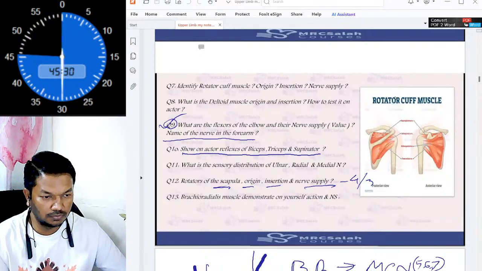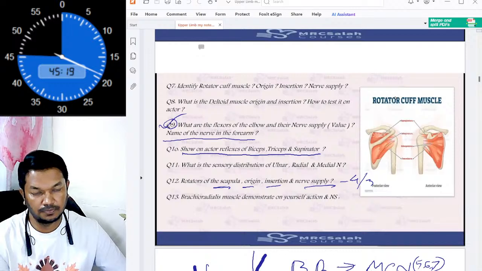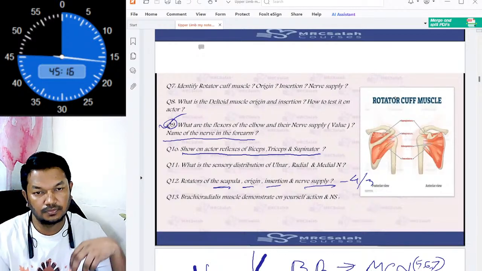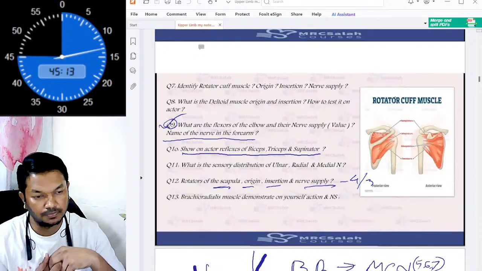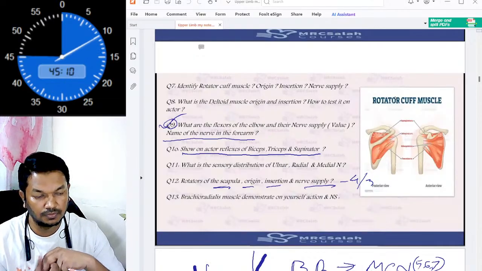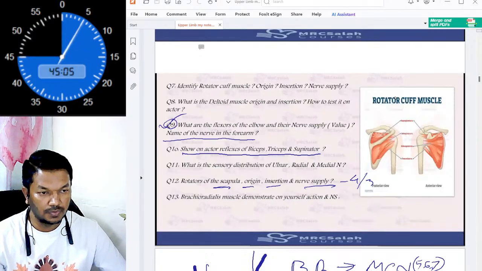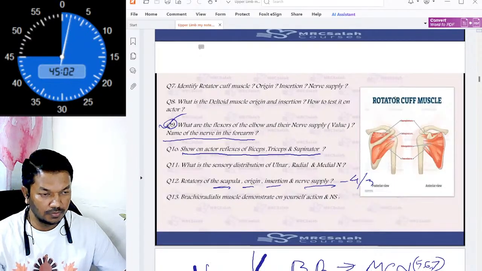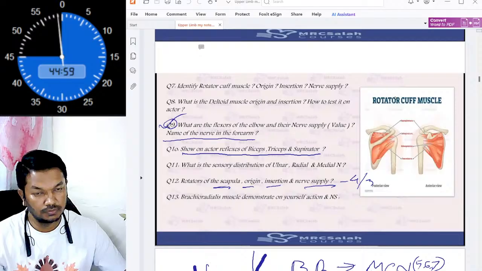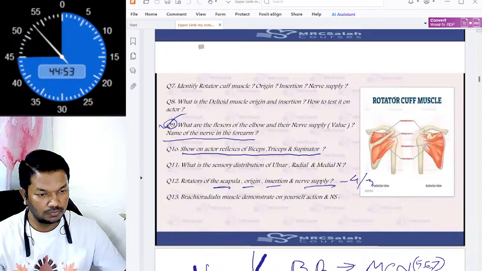Serratus anterior originates from ribs 1 to 9 and inserts into the ventral surface of the medial border of the scapula, and its nerve supply is the long thoracic nerve. Rhomboid minor originates from the spinous processes of cervical 7 to thoracic 1, and it inserts into the dorsal surface of the lateral border of the scapula, with nerve supply the dorsal scapular nerve.